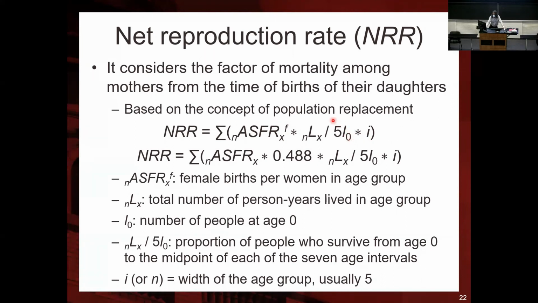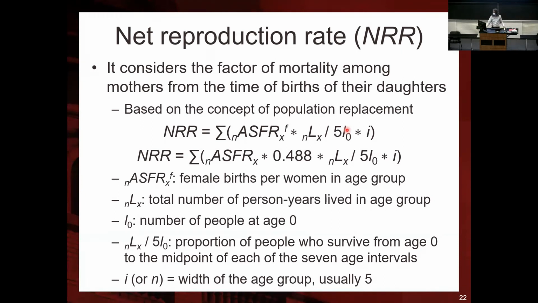But now we take into account mortality. We take into account that some of these women will not reach the end of their reproductive ages, will not reach 49 years of age. Some of them will be alive from 15 to 19, but then will die before reaching 20 to 24. Some of them will die before reaching 25 to 29, and so on. We have to discount that.